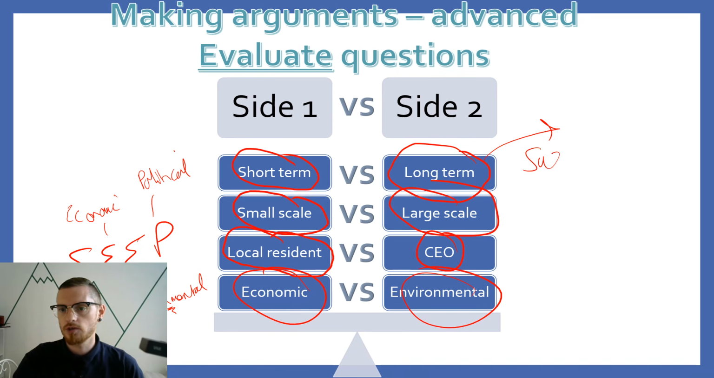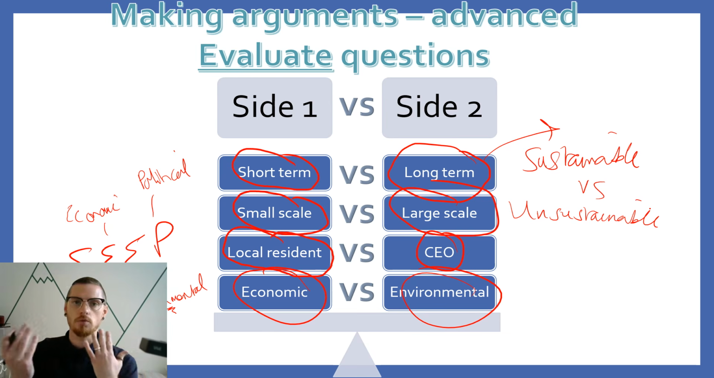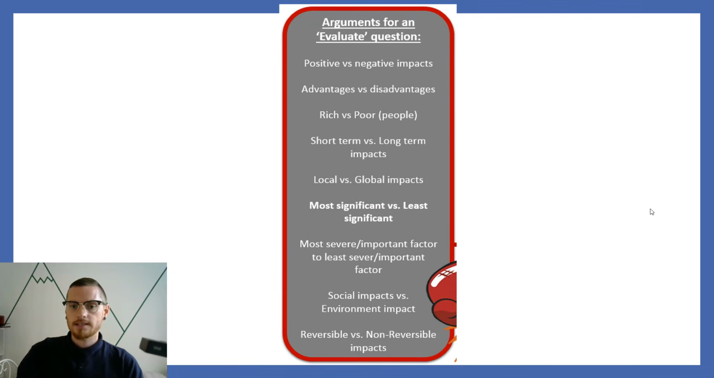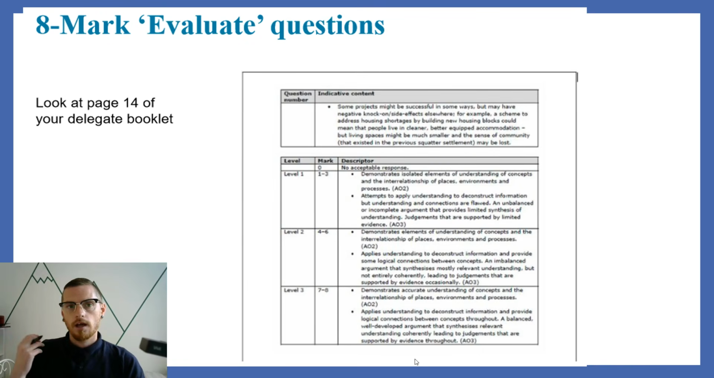Last one here that I've not got on here, you could do sustainable, i.e. meets the needs today and in the future, versus unsustainable. So what is sustainable and unsustainable? Make two arguments from that. That's evaluate. And lastly here, I've just got a list of some other ideas. Last bit here is that I'd mention, what about reversible versus non-reversible? So one side could be that whatever you're looking at could be reversed, and non-reversible obviously means it's permanent. So you could do a reversible versus permanent argument.